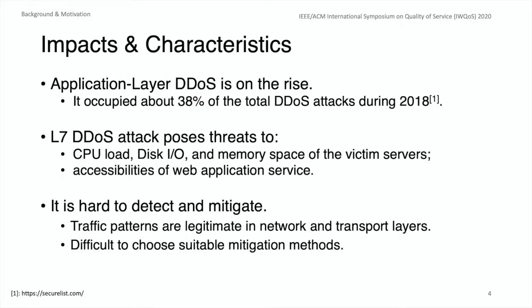Nowadays, L7 DDoS is on the rise, which occupied around 38% of the total DDoS attacks during 2018. Compared with traditional DDoS attacks, L7 DDoS is harder to detect and mitigate because the traffic patterns generated from L7 DDoS are usually legitimate in the network and transport layers. In addition, there are different mitigation methods for L7 DDoS, and each of those methods has different efficacy towards different types of attacks. So it is very difficult for us to choose a suitable mitigation method for different attacks.